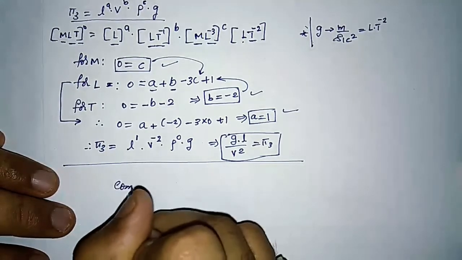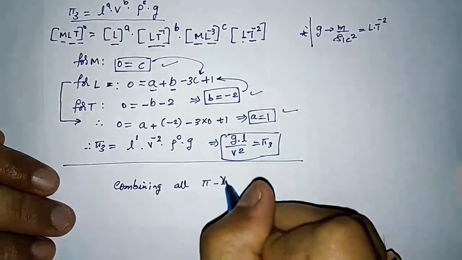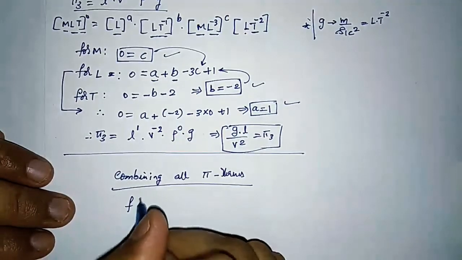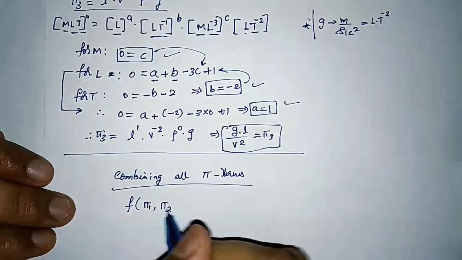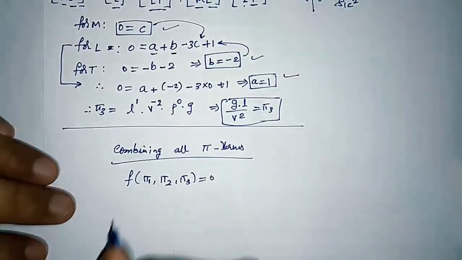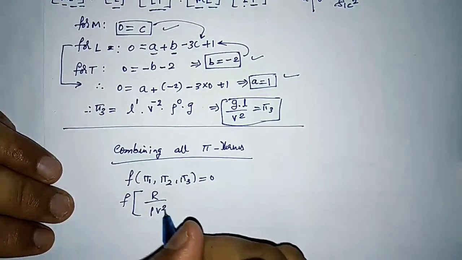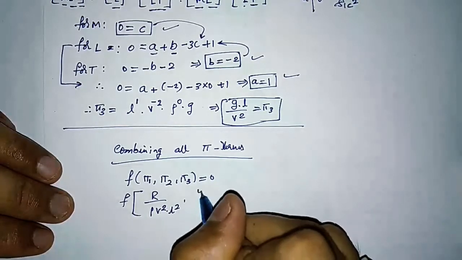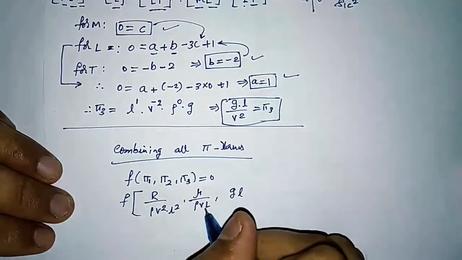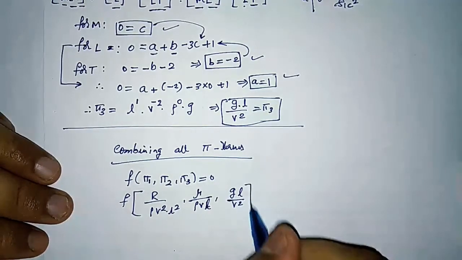Now final step is combining all these pi terms and equating to 0 in order to get the final expression for R. So f of pi 1, pi 2, pi 3 is equal to 0. This is a general equation used in Buckingham's pi theorem. So substitute all the pi values inside this square bracket. So R by rho V square L square, mu by rho VL, GL by V square. That is equal to 0.